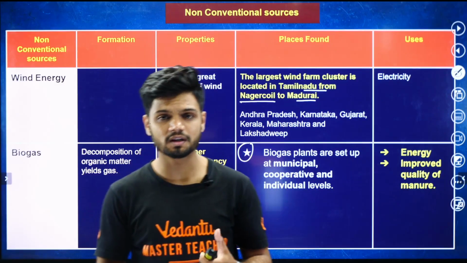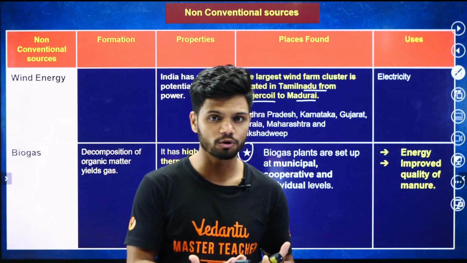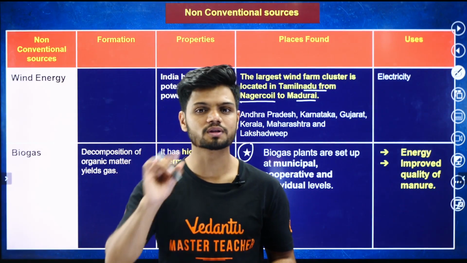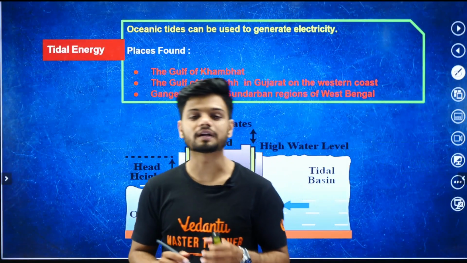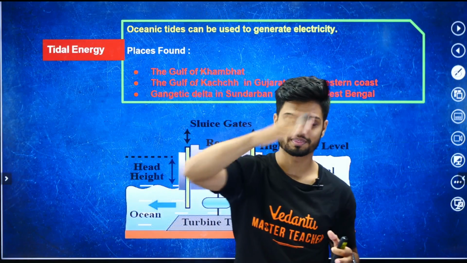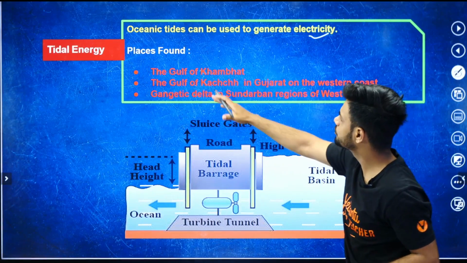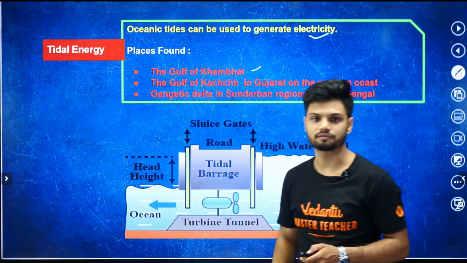Biogas trapping has been done. There are a lot of different bacteria also involved here. All you need to know is the yellow part here. Underline those, learn those. Now then we have tidal energy. The ocean tides can be used to generate electricity. It is found in different gulfs.